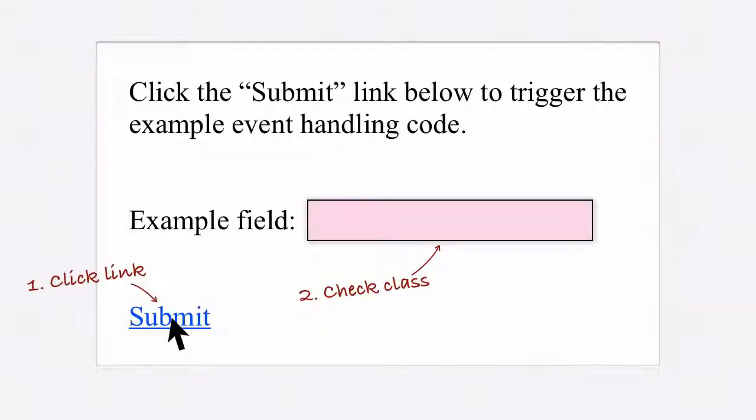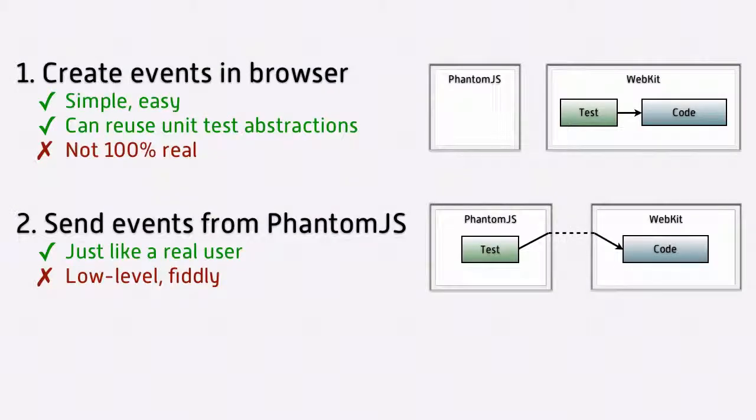We're just clicking a link and checking the class, but we do have a choice of how we click that link. One option is to simply create events in the browser, and that is my preferred choice. It's simple, it's easy, and you can reuse existing unit test abstractions. However, because it's creating the events in the browser, it isn't 100% real. So our second option is to send events from PhantomJS itself. That's going to create OS level events just like a real user and send them over to the WebKit browser. However, it's low level and fiddly, and for that reason, I don't particularly like it.